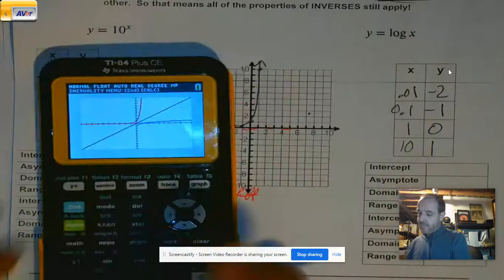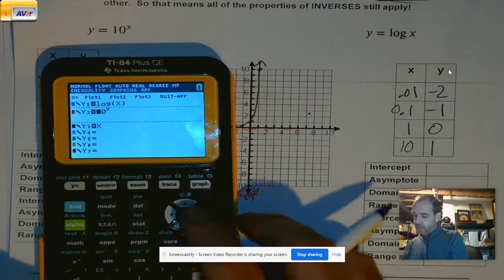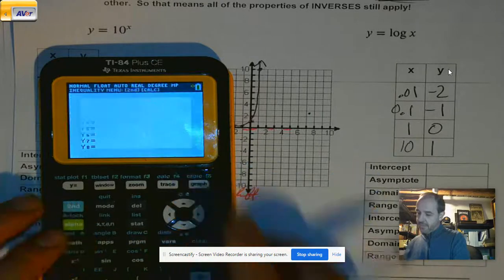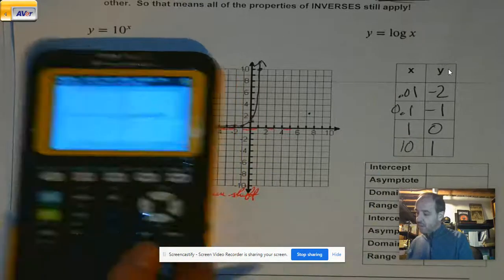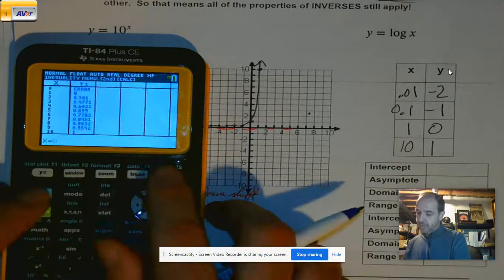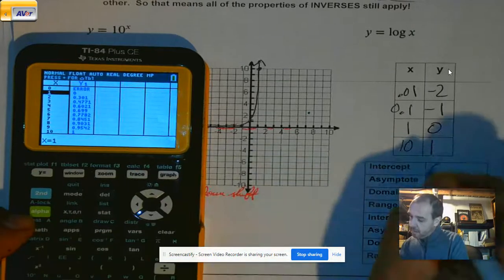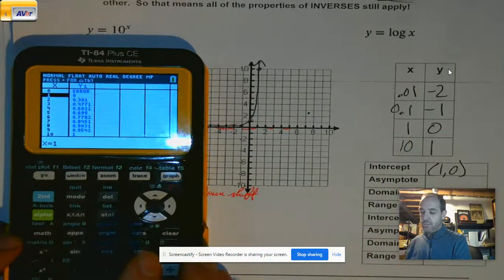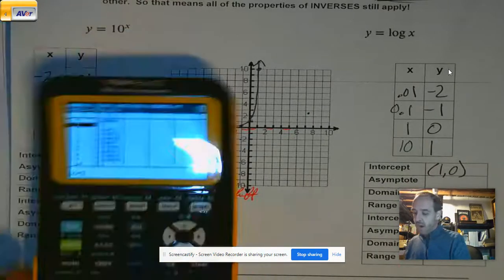So what does that mean for us, though, with our other information? So I'm going to clear this other stuff out. Okay, bring this back up. So intercept. Let me pull my chart back up here. My intercept's at (1, 0). Okay, so here it's a little bit different.